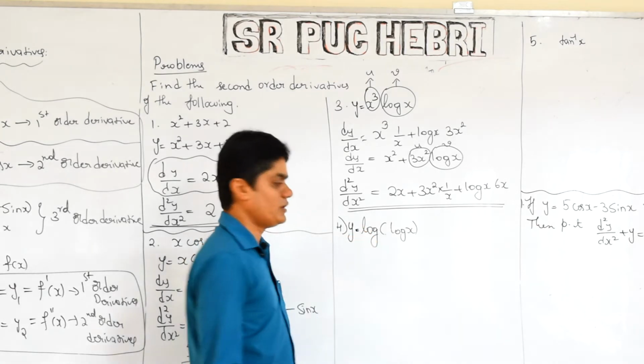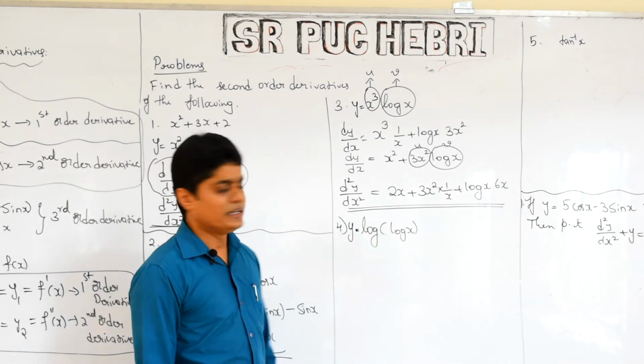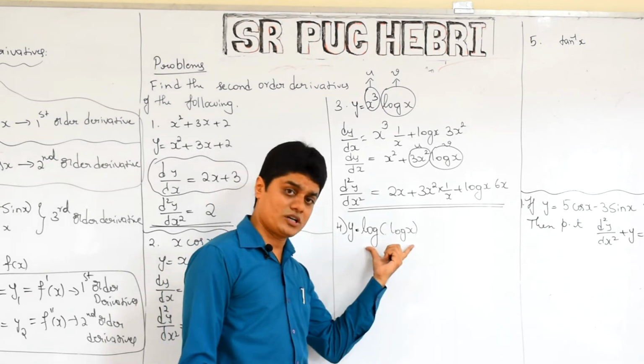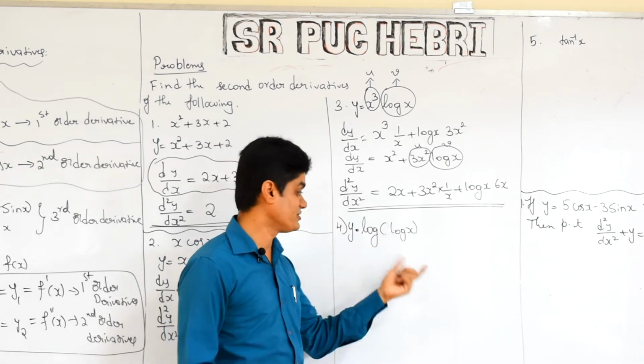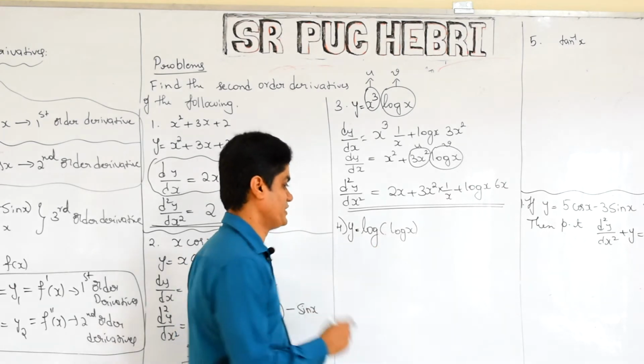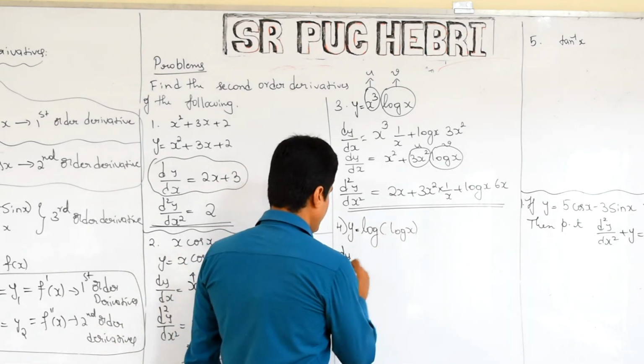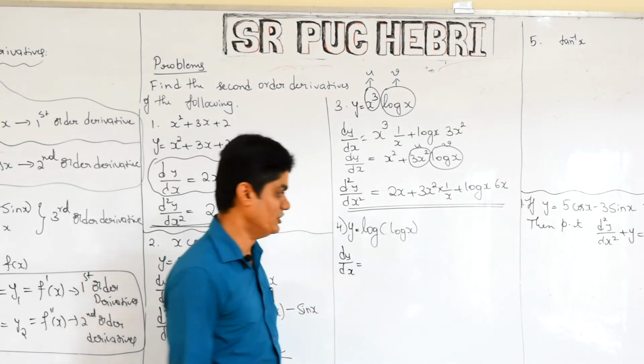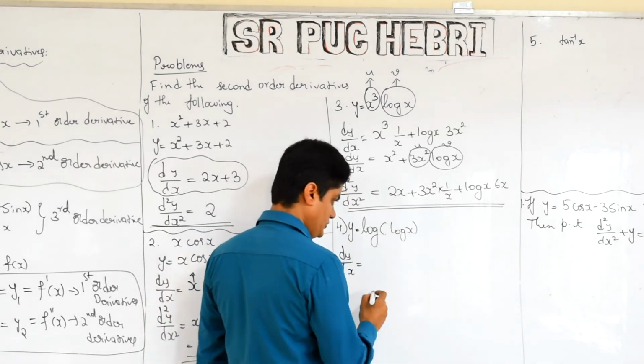In fourth question, log of log x. ಇದು product of two function or composite function? Is it product or composite? Yeah, your answer is right. ಏನು? Composite function. Composite function ಬಂದಾಗ ಹೇಗೆ differentiation ಮಾಡೋದು? ಯಾವ ರೂಲ್? Which rule? Chain rule. ನೆನಪಿದೆ ಅಲ್ವಾ? What is chain rule?